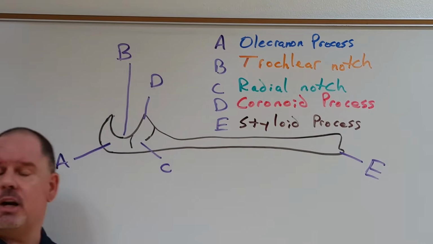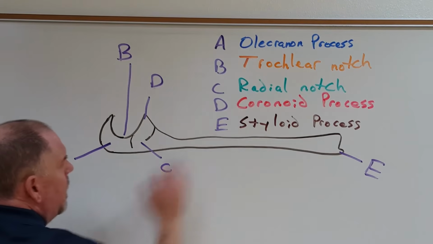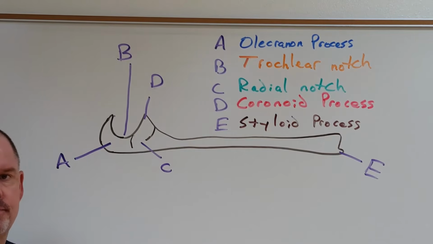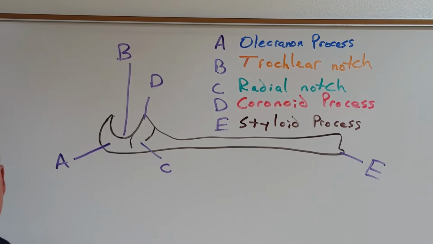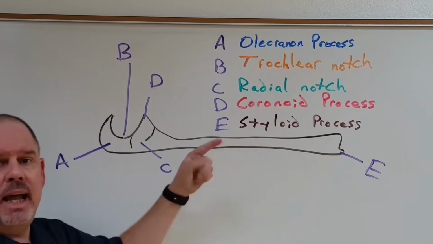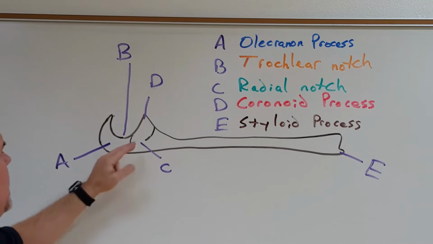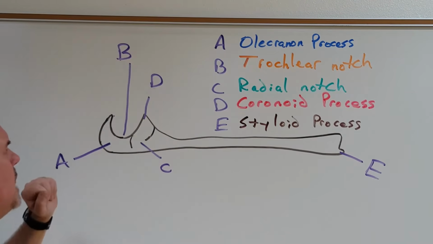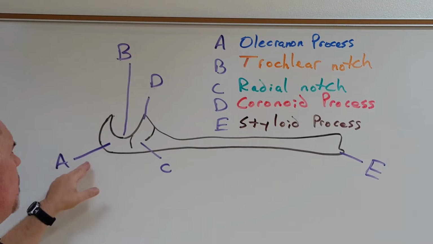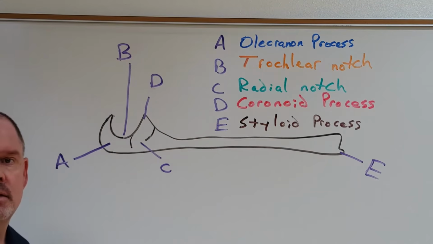So to be very clear with you, very straightforward, I can show you one of these and say, name the bone. Ulna. Then I could show you any one of these parts and say, name this part, styloid process. Name this part, radial notch. Name this part, coronoid process, olecranon process, trochlear notch, like that.